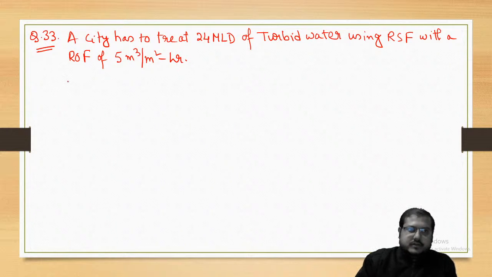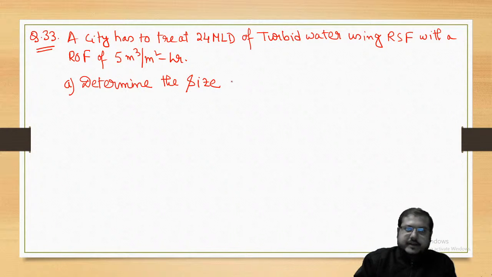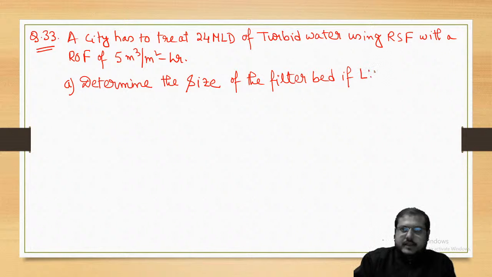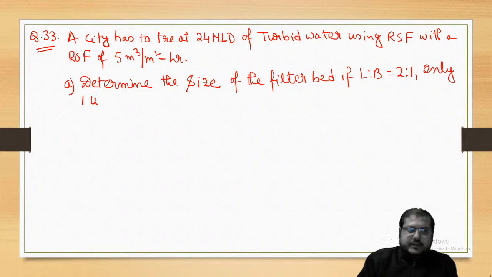Two questions are there. A: Determine the size of the filter bed if L is to B is equal to 2 is to 1, and only one unit is provided.